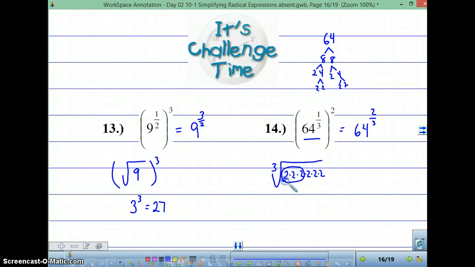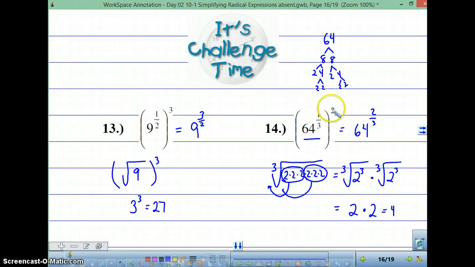Here's one triple that comes out. Here's another triple that comes out. Let me show you how that works. This is the same thing as the cube root of 2 cubed times the cube root of 2 cubed. This is a perfect cube. That's just 2, times 2, which equals 4.